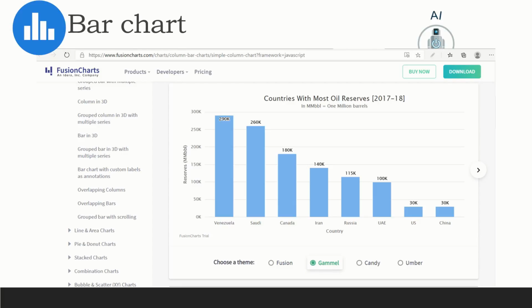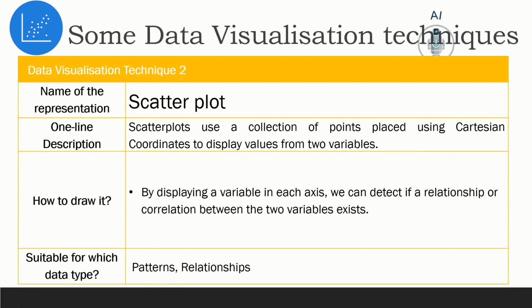The next data visualization technique can be explored with the help of scatter plots. Scatter plots use a collection of points placed using Cartesian coordinates to display the values from two variables. Simply, an xy coordinate is represented. So by displaying a variable in each axis, we can detect if a relationship or correlation between the two variables exists. And this is suitable for patterns and relationships.